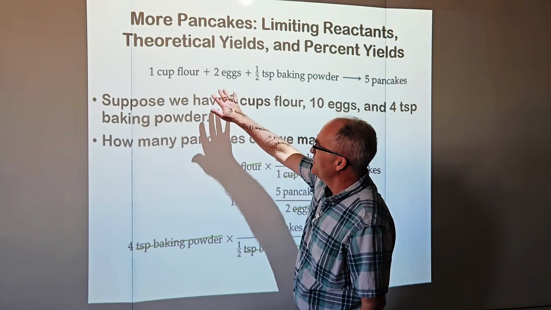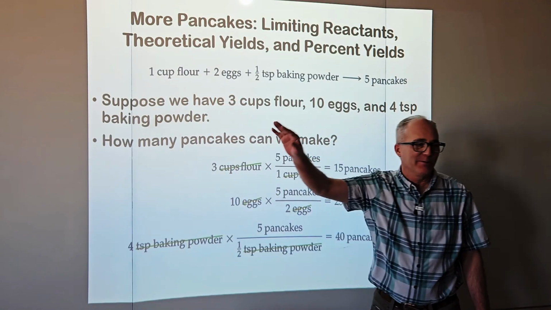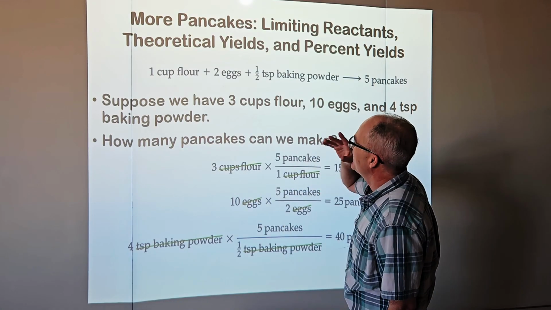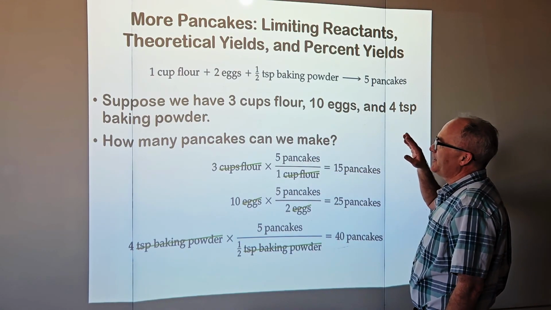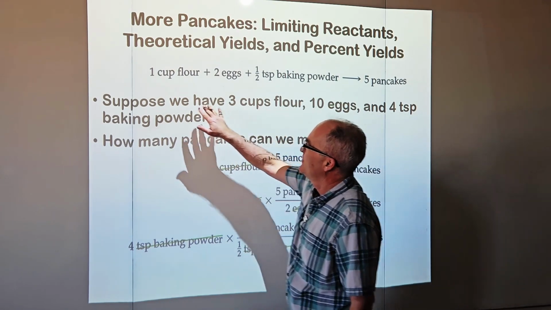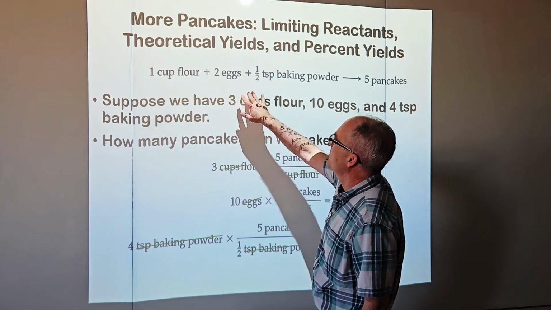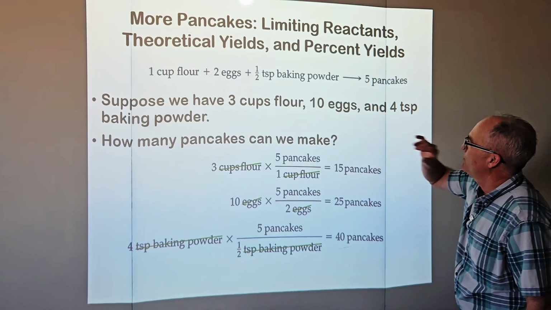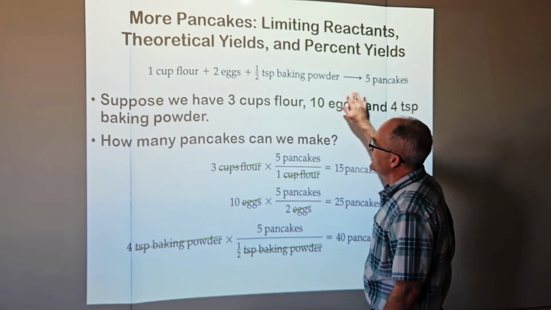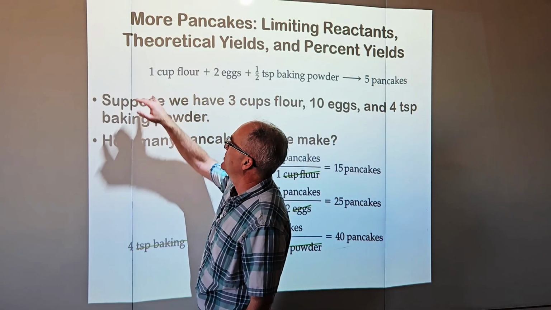All right, so here's a recipe. How many of you make pancakes from scratch? All right, I don't know if this looks a little heavy on the eggs for the amount of flour, but I don't think it matters. So 1 cup of flour, 2 eggs, a half a teaspoon of baking powder makes 5 pancakes. So this is like a balanced chemical equation.